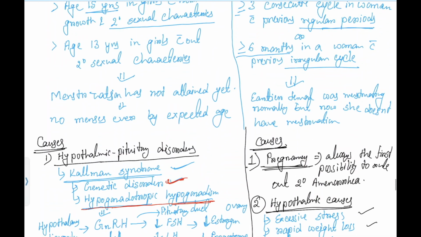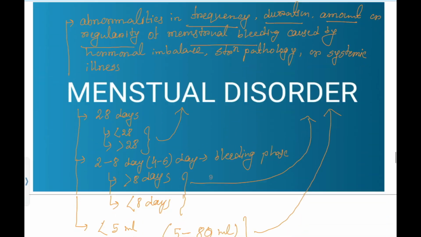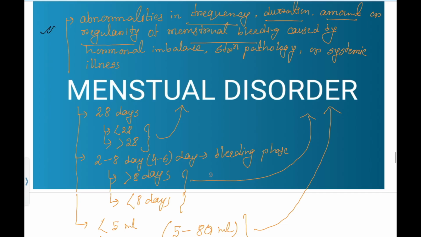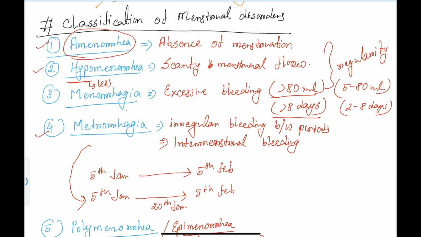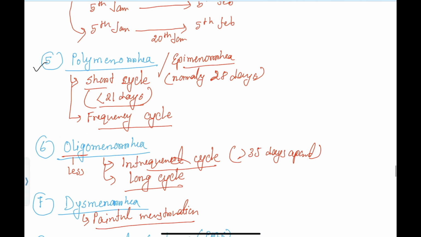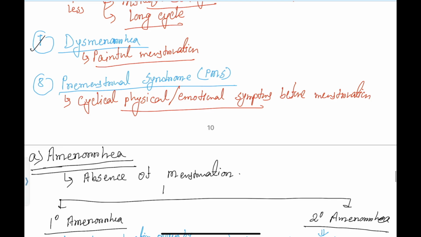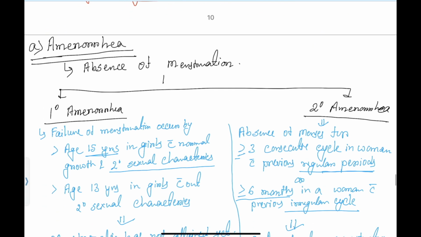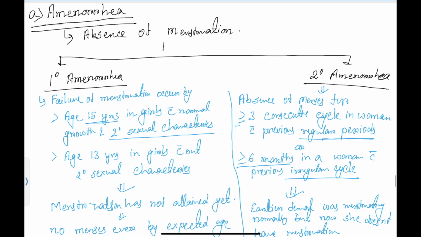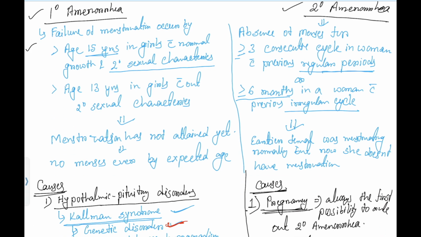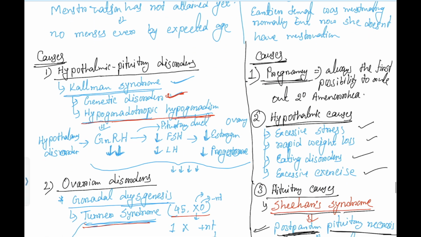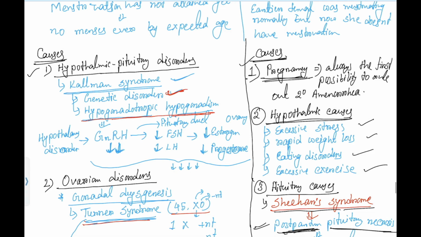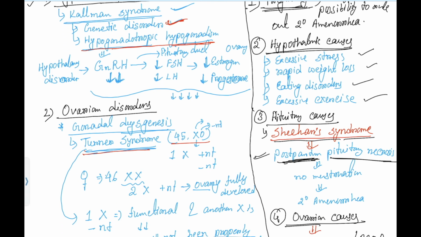So that's all about today's class. What we have discussed in today's session: menstrual disorders, the definitions of menstrual disorder, and the classifications like amenorrhea, hypomenorrhea, menorrhagia, metrorrhagia, polymenorrhea, oligomenorrhea, dysmenorrhea, premenstrual syndrome. And in detail we have discussed amenorrhea, its classifications like primary and secondary amenorrhea, the definitions of primary and secondary amenorrhea, and the causes of both. All of this we have discussed in detail in today's session.